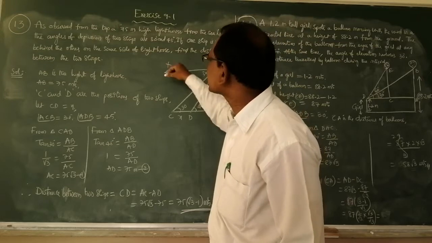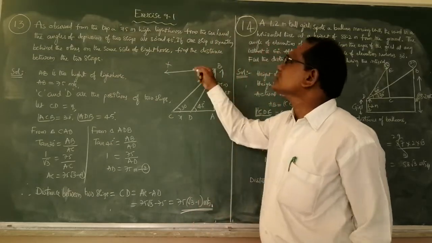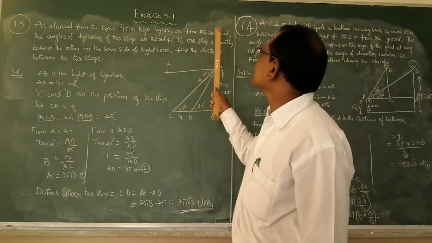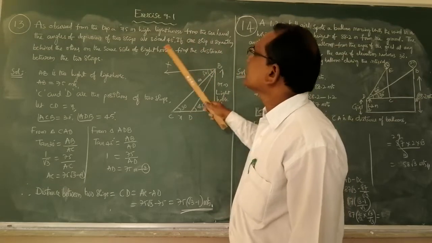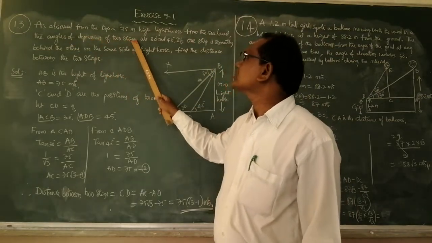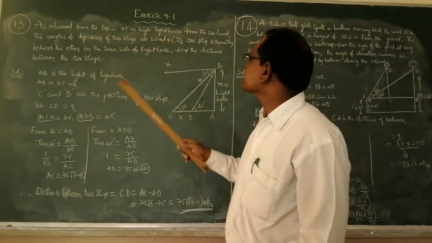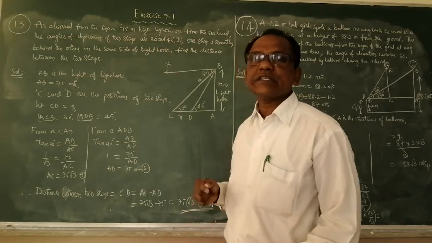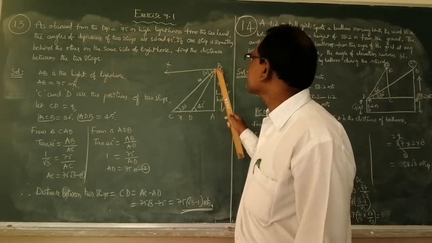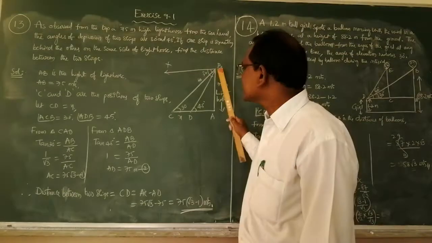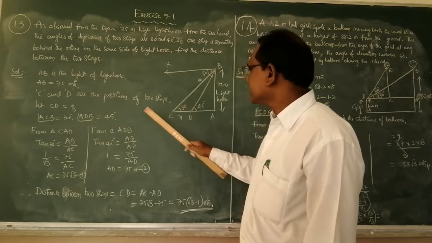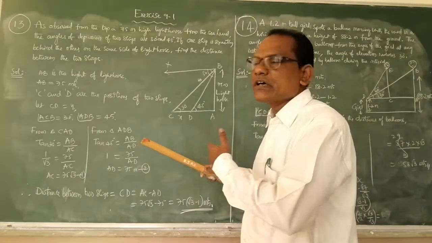We have to write like this. Angles of depression, this is from the sea level. The angles of depression of two ships are 30 degrees and 45 degrees. Where is the observer now? The observer is at B. From there he is observing the two ships. The two ships are coming towards the lighthouse.